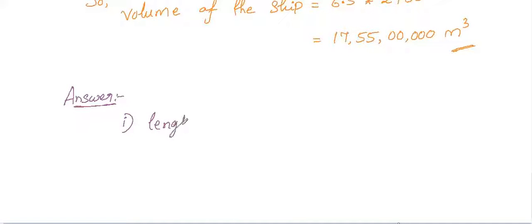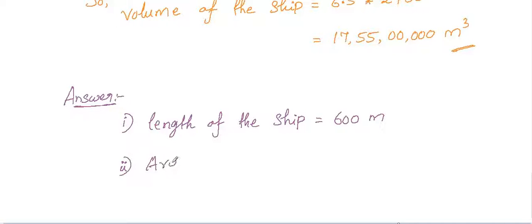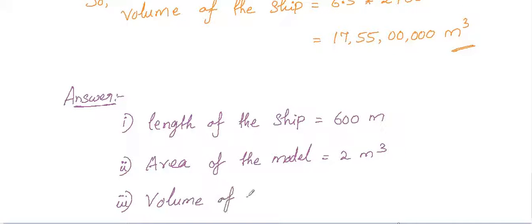So let's write down the final answer of all three parts. The first part is the length of the ship, which is 600 meters, and then area of the model. Area of the model is, we got 2 meter square. And finally, the volume of the ship. The volume of the ship is 17 crores 55 lakhs meter cube.